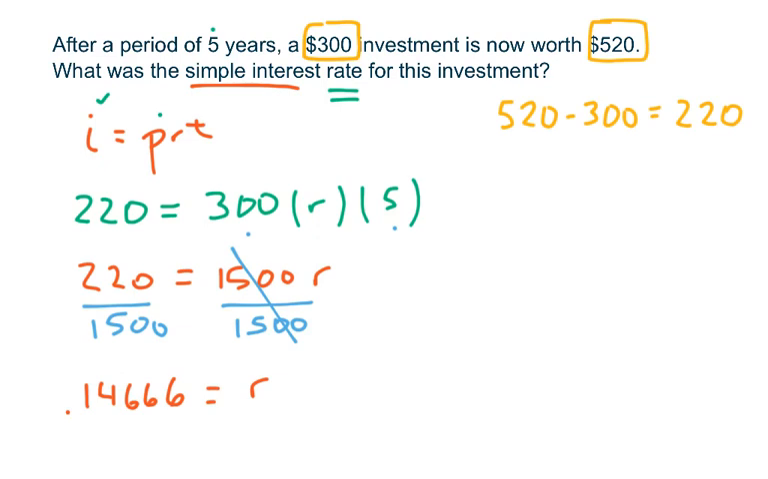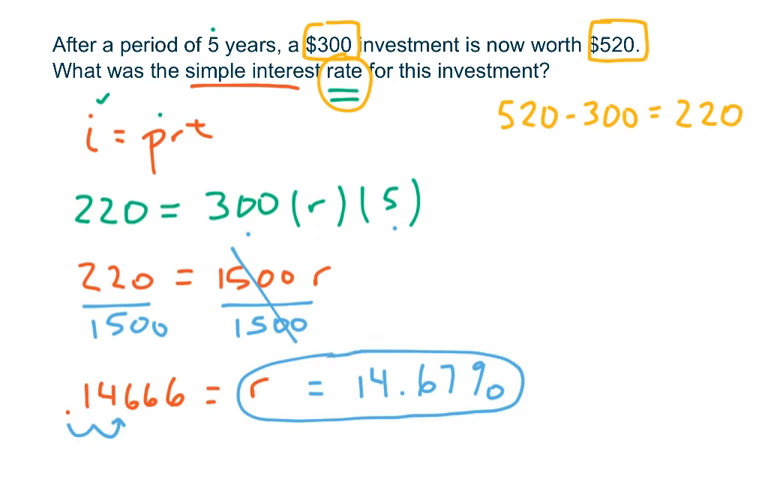Now I've got my value for r, but it's in decimal form. Here I was asked, what is the simple interest rate? So I want to make sure and report that as a percentage, not as a decimal. So I need to convert this decimal to a percent. I'll move the decimal point 2 places, and I will have that the interest rate is 14.67%. We want to make sure to answer a question about an interest rate with a percent rather than a decimal, and be very careful to answer the question that's being asked. This question asks us for the interest rate, so that's what we want to give as our answer.